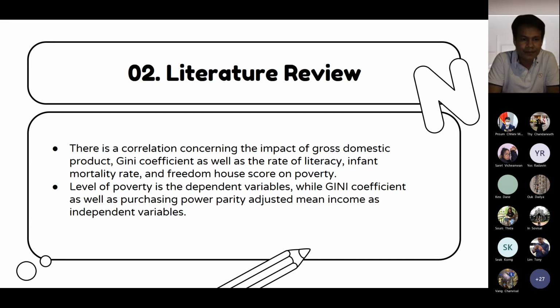And in the literature review here, the level of poverty is the dependent variable, while the Gini coefficient as well as purchasing power parity adjusted mean income are independent variables. Moreover, this research paper aims to find out how poverty is influenced by income inequality. Thus, there is a correlation concerning the impact of gross domestic product, Gini coefficient as well as the rate of literacy, infant mortality rate, and Freedom House score on poverty. And that's it for my part. Let's move to the next presenter. Thank you.